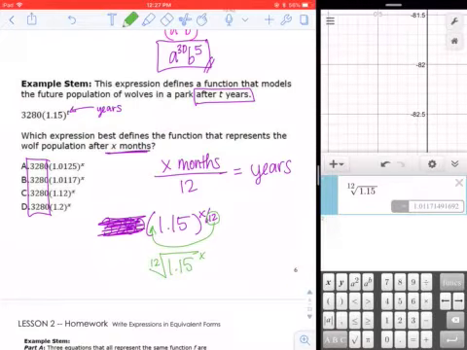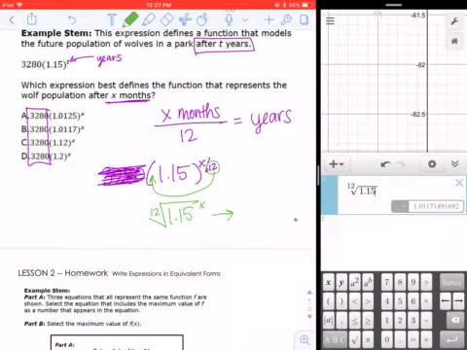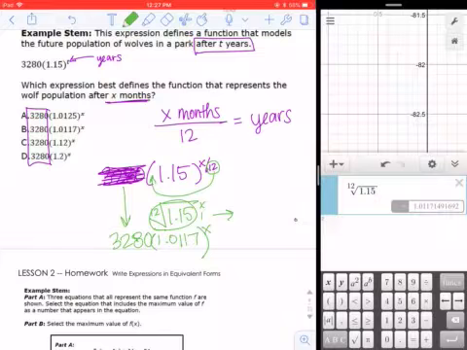Gives me 1.0117, which tells me this part here is becoming 1.0117. That x sticks around, and I'm still going to bring down that 3,280, right, because it hasn't gone anywhere. I'm going to look at what could possibly be my solution, and I see B is the correct answer.